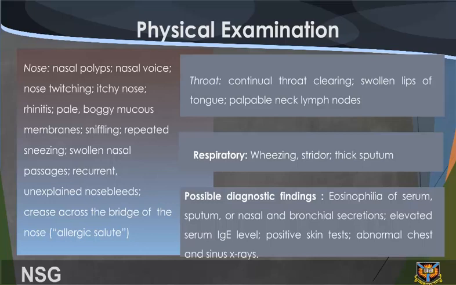Nose: nasal polyps, nasal voice, nose twitching, itchy nose, rhinitis, pale, boggy mucous membranes, sniffling, repeated sneezing, swollen nasal passages, recurrent, unexplained nose bleeds, crease across the bridge of the nose, allergic salute. Throat: continual throat clearing, swollen lips or tongue, palpable neck lymph nodes. Respiratory: wheezing, stridor, thick sputum.